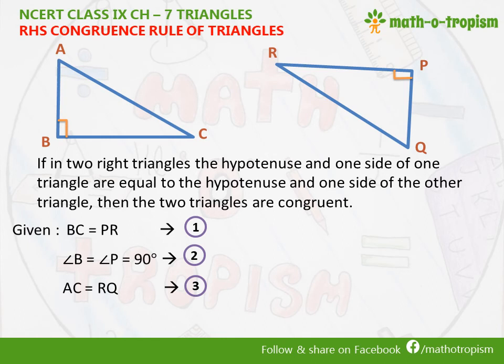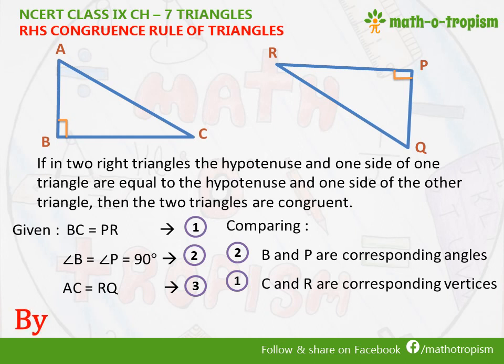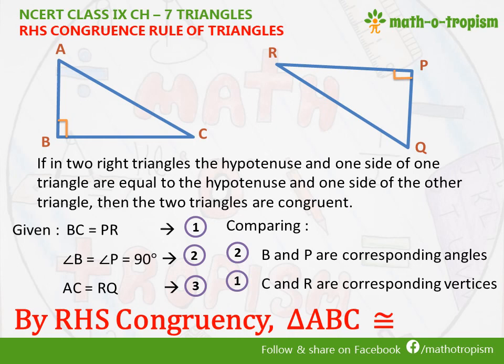Now coming back to how to name the congruent triangles, we compare the angle part first. From equation 2 we have that B and P are the corresponding angles, so they are the corresponding vertices. When we go to the sides, we take the first equation. Since B and P are removed from the equation, C and R are the corresponding vertices. So automatically from 3 we have A and Q as the corresponding vertices. So by RHS congruence, triangle ABC corresponds to triangle QPR.